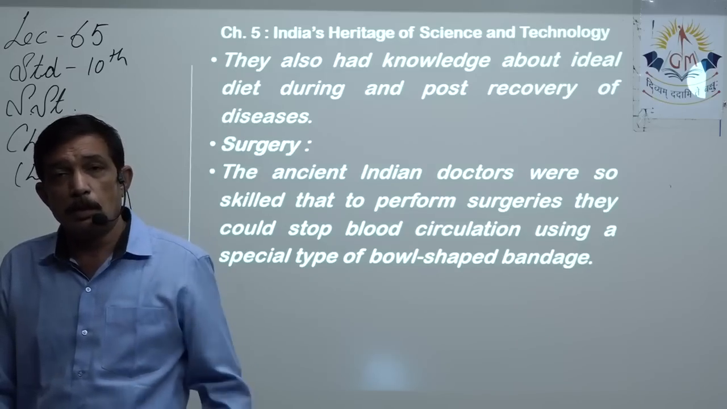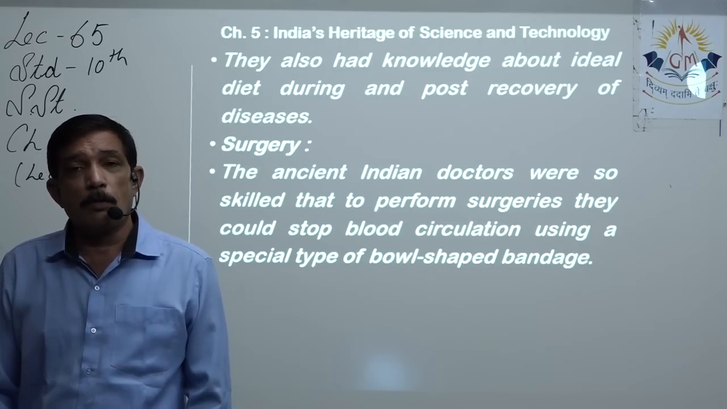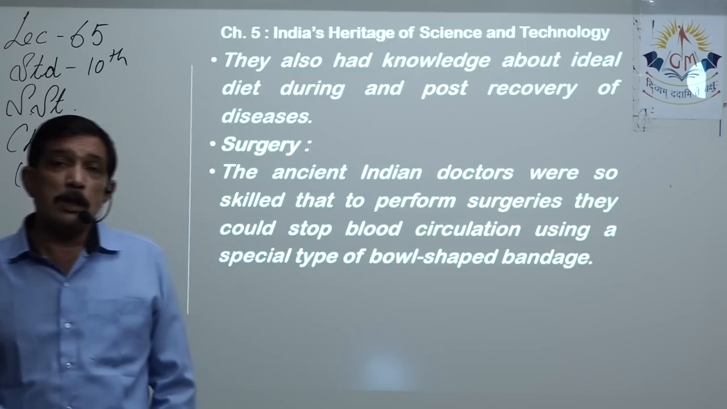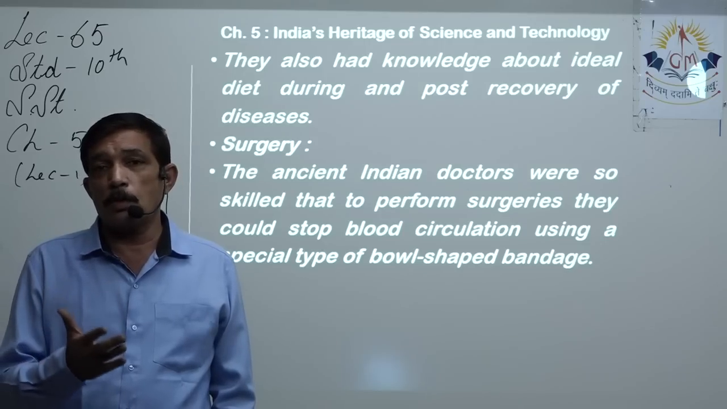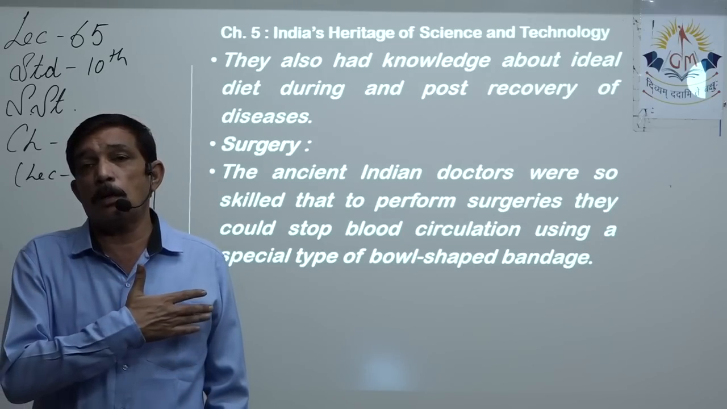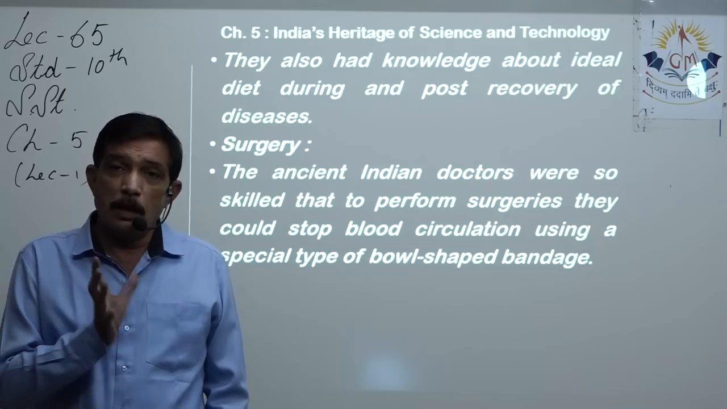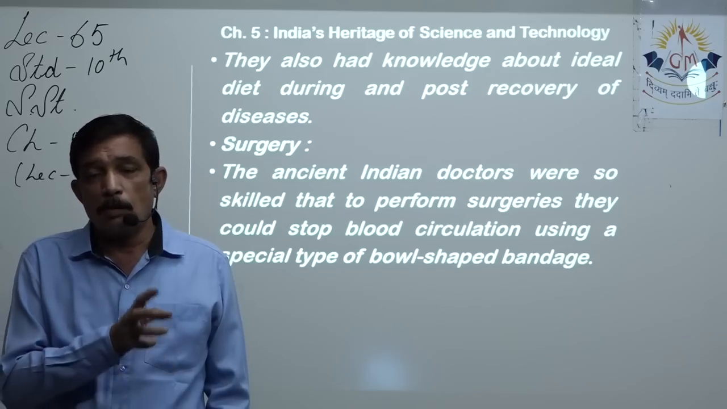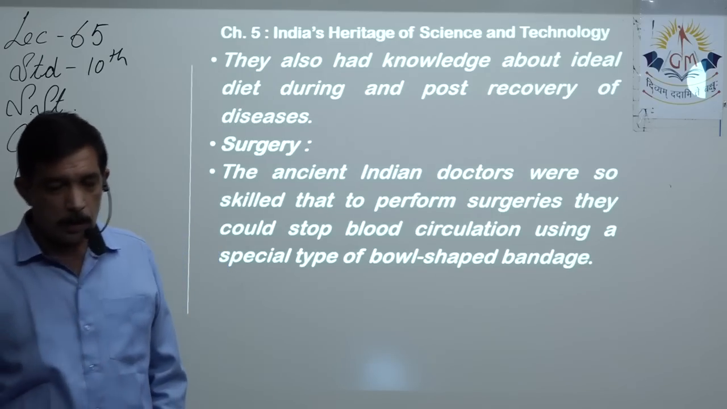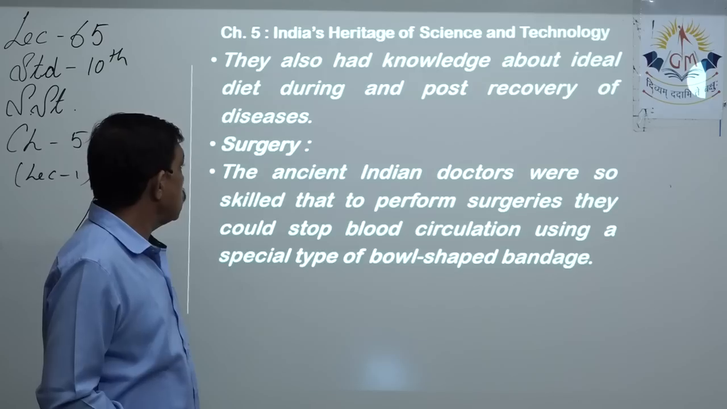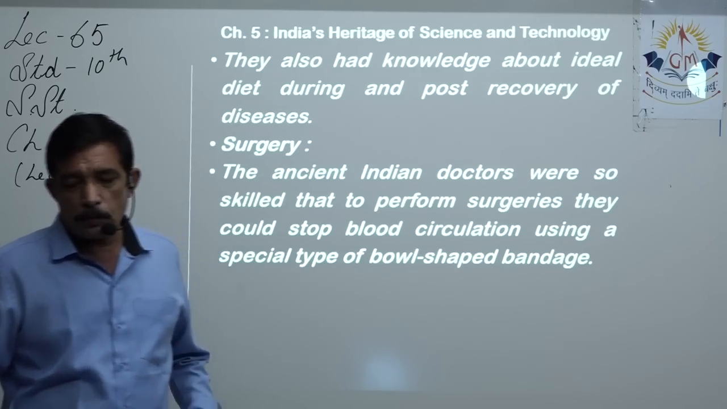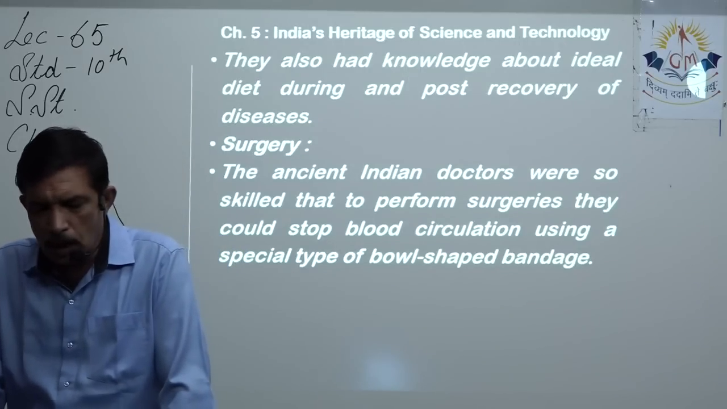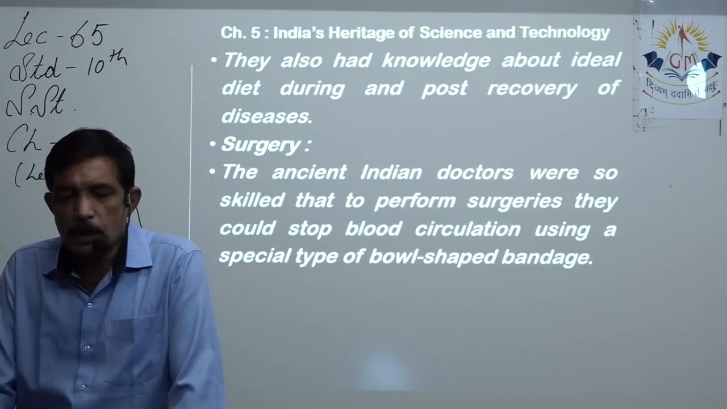Post-recovery remedies: after the person recovers from the disease, what type of diet should he follow, so that till he recovers completely, he can use that diet, so that the medicines he uses have their proper effect on the disease. Now next thing is surgery. The ancient Indian doctors were so skilled at performing surgeries that they could stop blood circulation using special type of ball shaped bandages.